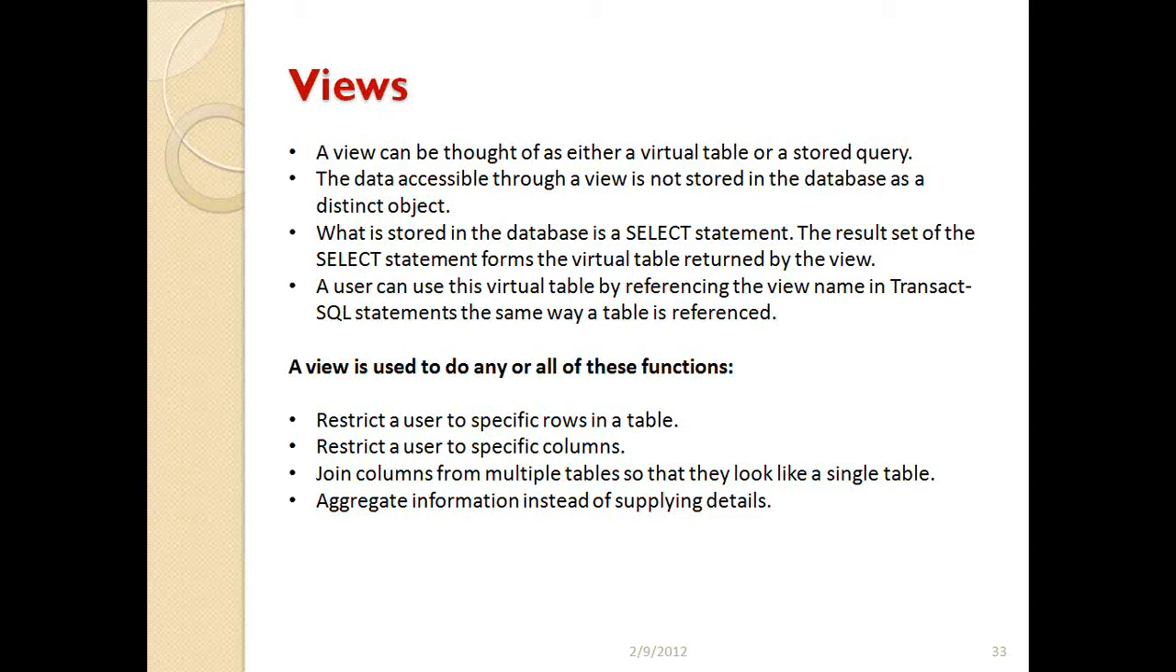A view is used to do any or all of these functions. Restrict a user to specific rows in a table. Restrict a user to specific columns. Join columns from multiple tables so that they look like a single table. Aggregate information instead of supplying the detail. And a view can also be used as a security mechanism, where an end user may have access to the view but not to the underlying table.